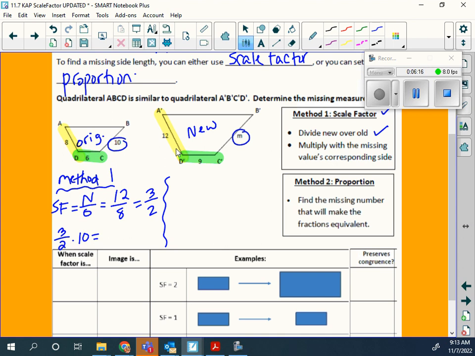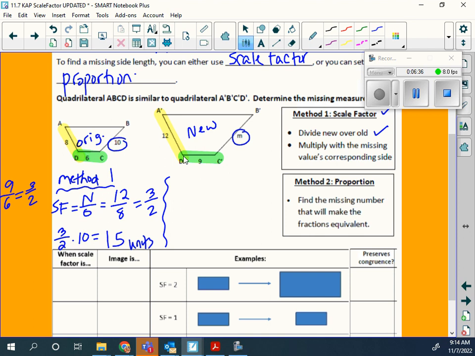Tell me about 9 over 6. Would we have gotten something different? 9 over 6, because isn't that equivalent to 3 over 2? Yeah. So it wouldn't have mattered. Okay? So what's the answer? 15. We don't know what these are, so we're just going to say units. Okay? All right. That was method 1.